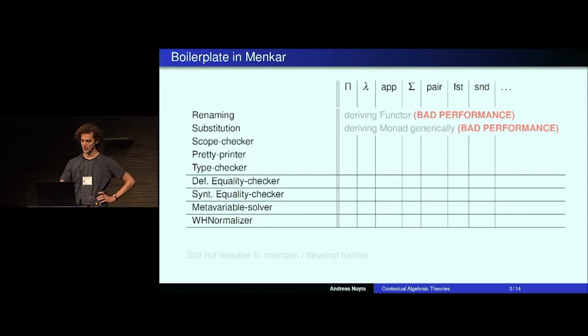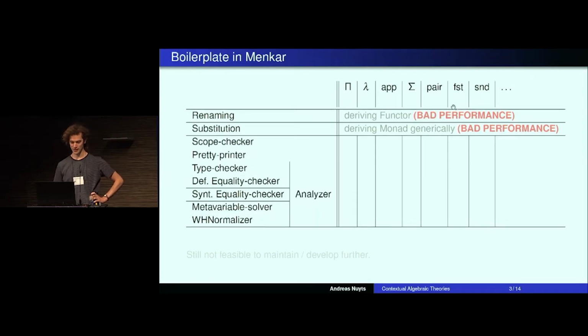Fortunately, I've been able to make a few optimizations, so for renaming and substitution, there I used functor and monad instances, which I think is a very bad idea. I think people these days start to become aware that you should use normalization by evaluation instead. And then here, these 5 components I've been able to put under a common abstraction, which caused some improvement, but still this was a disaster to maintain, let alone develop further.